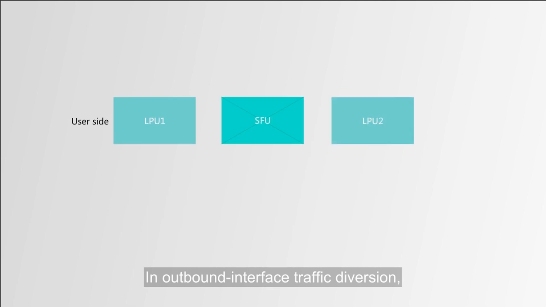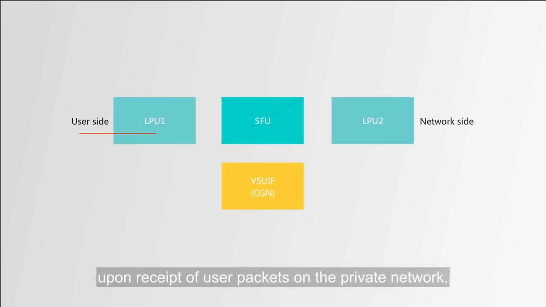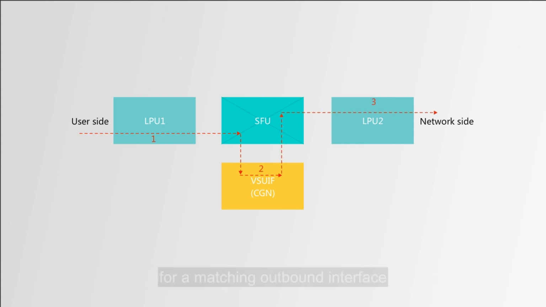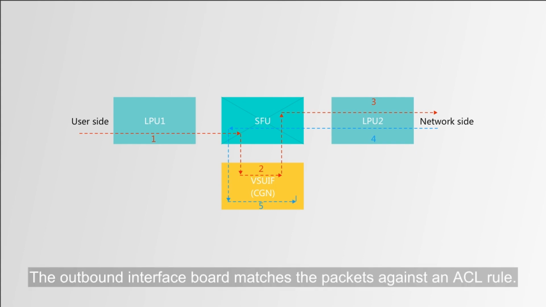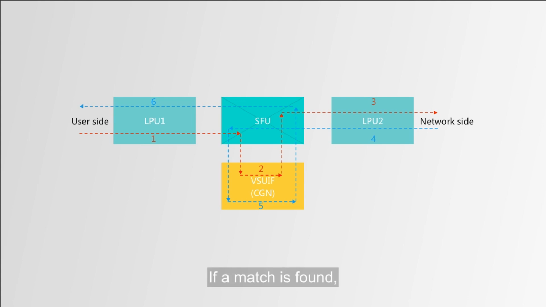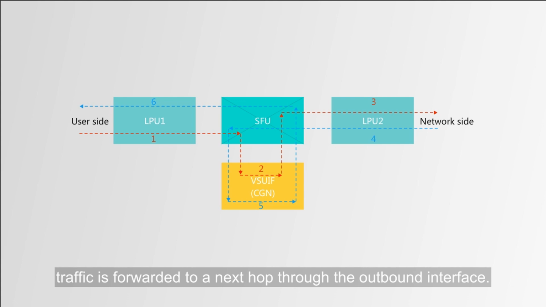In outbound interface traffic diversion, upon receipt of user packets on the private network, an inbound interface board searches the FIB table for a matching outbound interface and forwards the packets to this board. The outbound interface board matches the packets against an ACL rule. If a match is found, traffic is processed by NAT. If no match is found, traffic is forwarded to a next hop through the outbound interface.